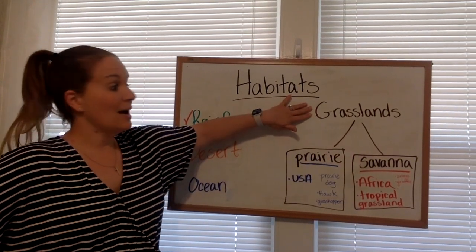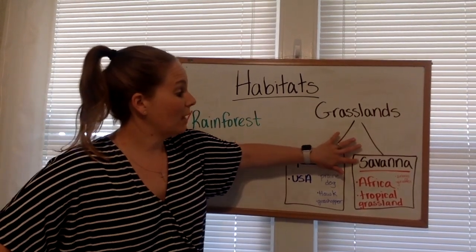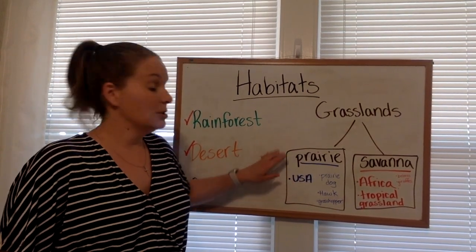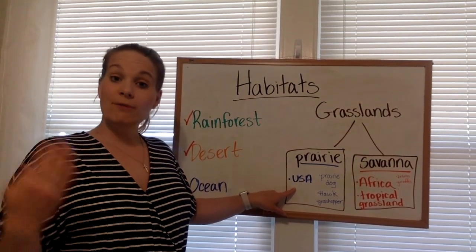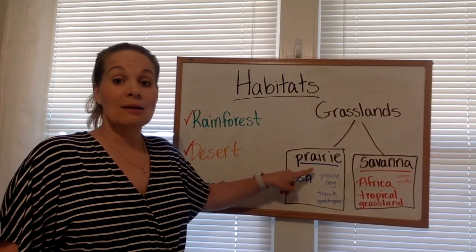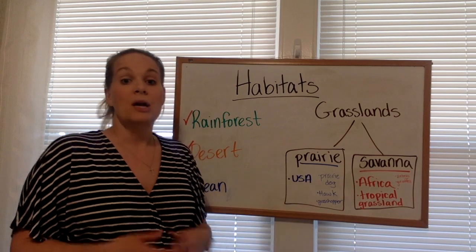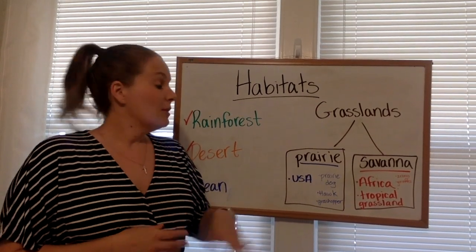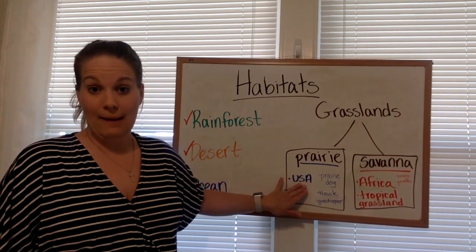So when we're talking about grasslands, we can be talking about the prairie, or we can be talking about the savanna. Now, the prairie is a grassland that is located in the USA, in the United States of America. That's where we live. So whenever we have grasslands in the United States of America, we call them prairies. And in the prairies, we have animals like prairie dogs, hawks, grasshoppers, different types of rattlesnakes, buffalo, bison, antelope. There's certain animals that live in the prairies of the United States of America.